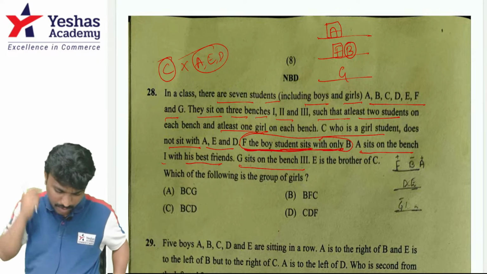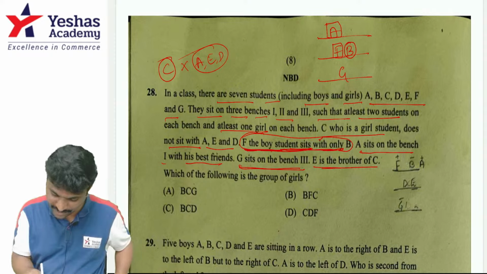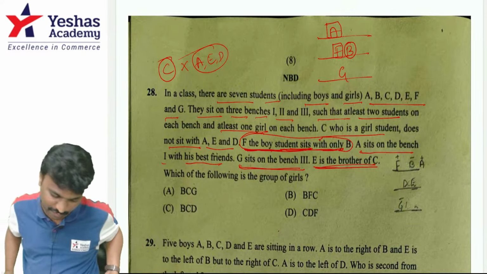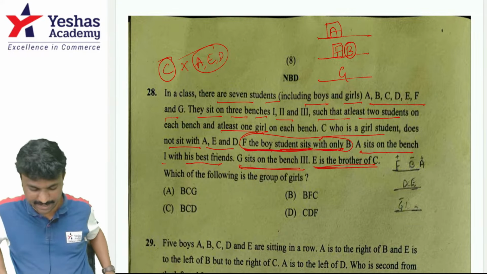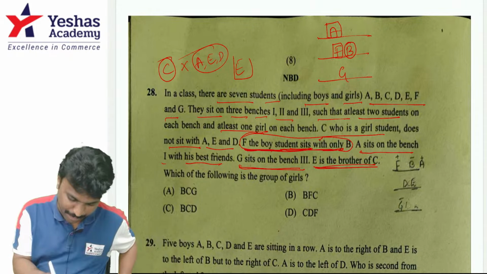Now, who does G sit with? G sits on bench 3. E is the brother of C. So where will E and C sit? E is a male member.